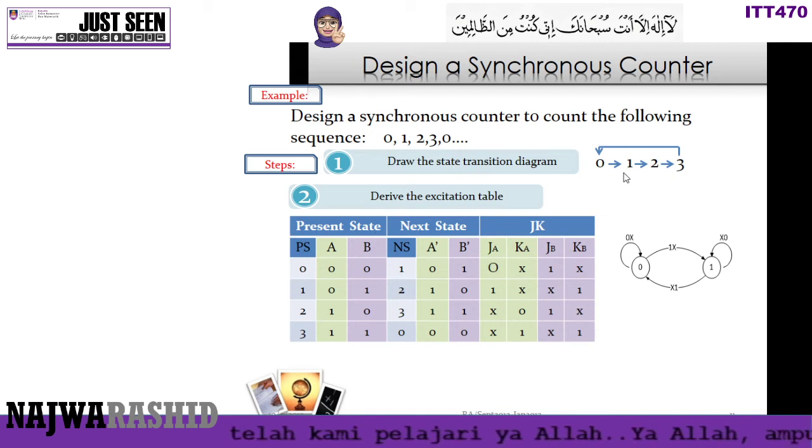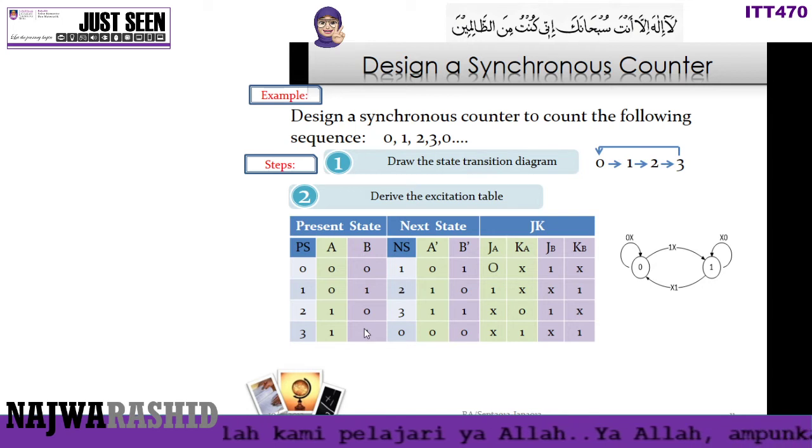Okay, let's say the first one we have 0, so you put 0. After 0, 1. After 1, 2. After 2, 3. This one is the present state, so A and B hold the value in binary. This one is 0, so 0, 0. This one is 1, so 0, 1. And then you have 2, 1, 0. 3, 1, 1. This part is the number in binary. This one is in decimal. This one you just translate into the binary number.